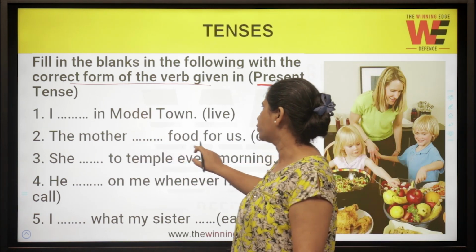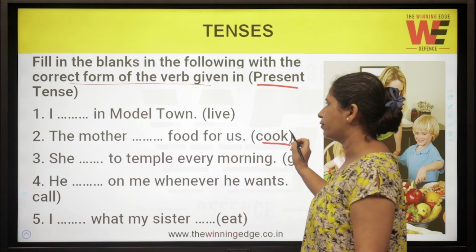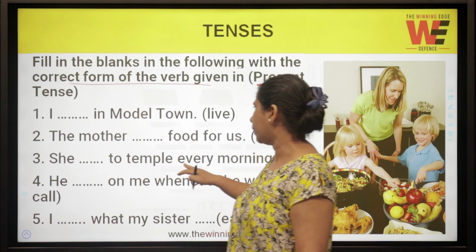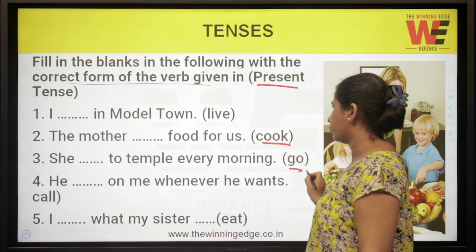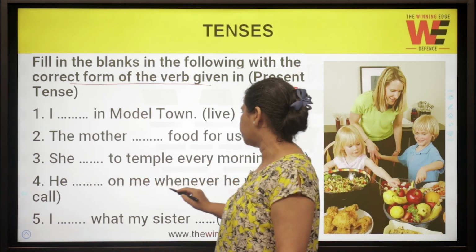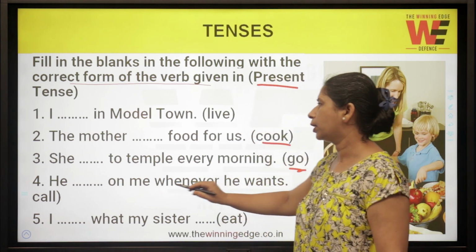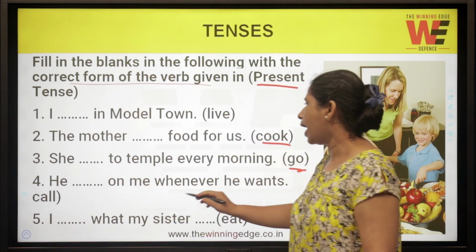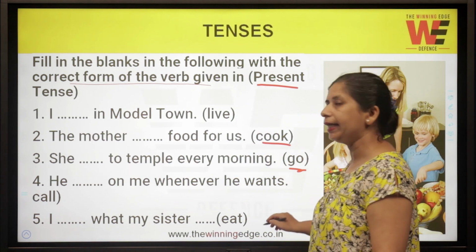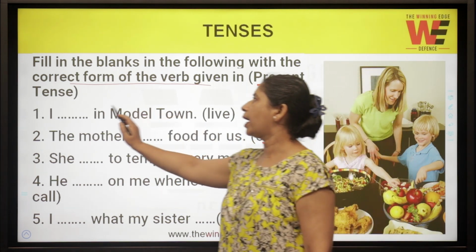The mother dash food for us cook. Cook is given to you. She dash to the temple every morning. Go is given here. He dash on me whenever he wants. Call is given over here. I dash what my sister eat. So you have to see that यहाँ पे क्या आएगा.